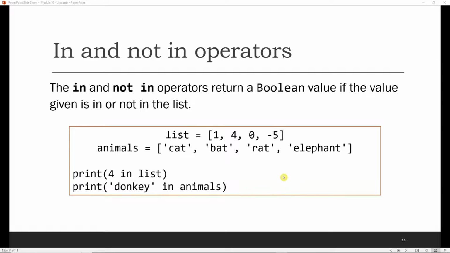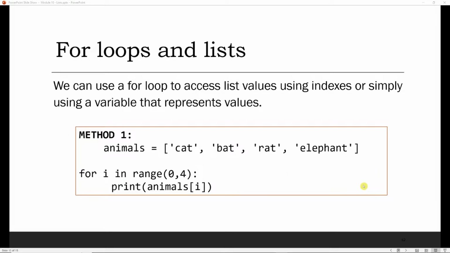You can do the same thing with not in as well to check to see if the element does not exist in the list. We can use for loops to access list values using indexes or simply using a variable that represents the values. So you kind of have 2 methods of cycling through each element in a list using a for loop.